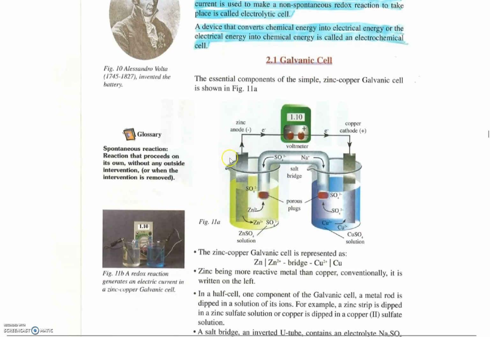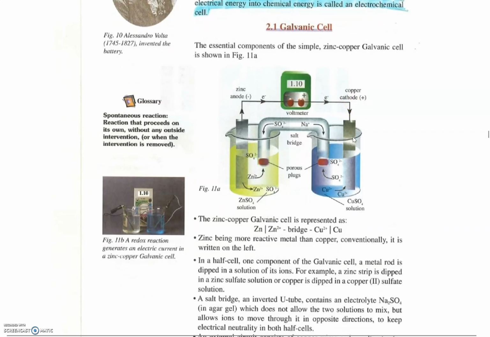Today we will go deep into the structure of the galvanic cell. The galvanic cell consists of two compartments. One of them is called the anode compartment and the other the cathode compartment. It contains two plates of different metals, and one of them should be more reactive than the other.